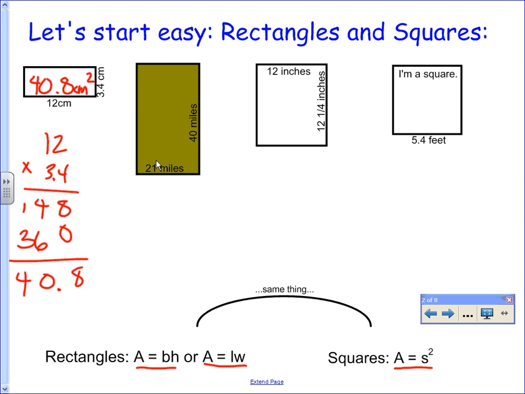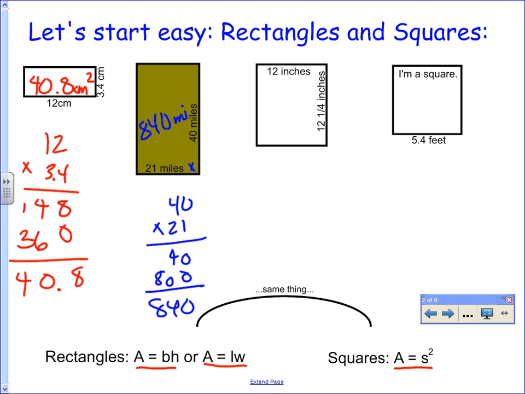This next one, again, 21 times 40, that's all we're going to do. So 40 times 21, and that's going to give us the area, and these are in miles squared. So 1 times 0, 1 times 4, 2 times 0, 2 times 4. So this one is 840 miles squared.